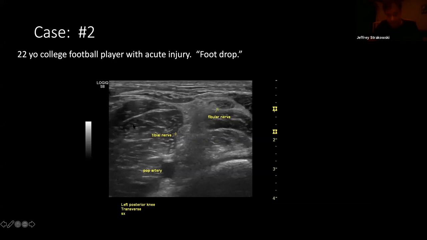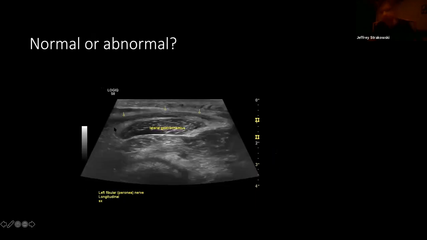This muscle architecture, everything neighboring it is okay. We don't see an effusion. We don't see a hematoma. Okay, now this is long axis. Again, we see the lateral gastrocnemius here, which is normal.